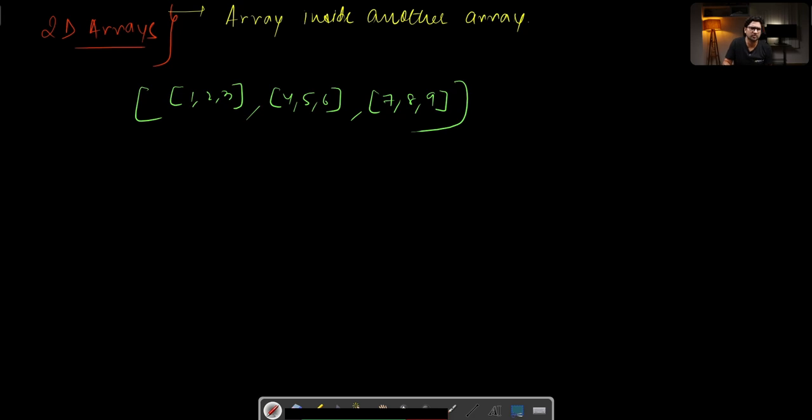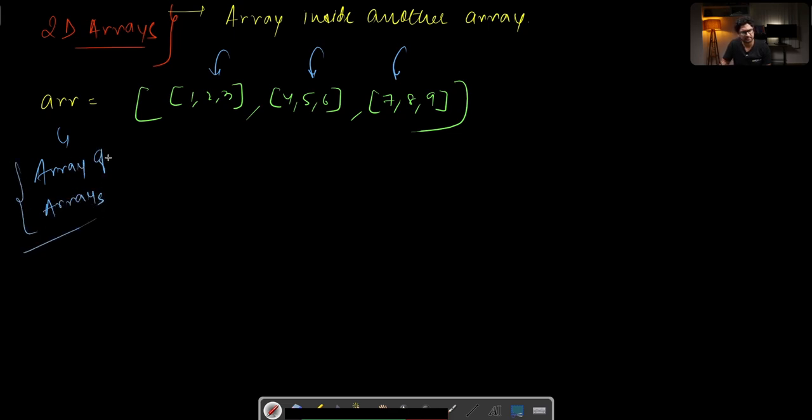So if I go and define something like this, array equals to this is an array, this is an array, and this is an array, and this is comma separated. So this is what? This is an array of arrays. Fair enough. Does it make sense to you people?